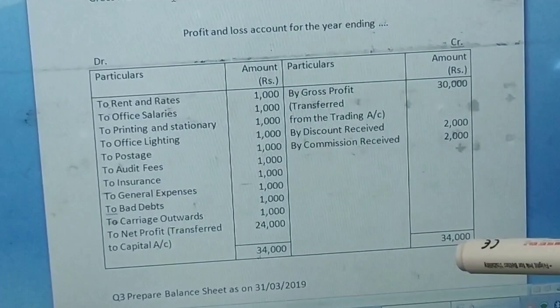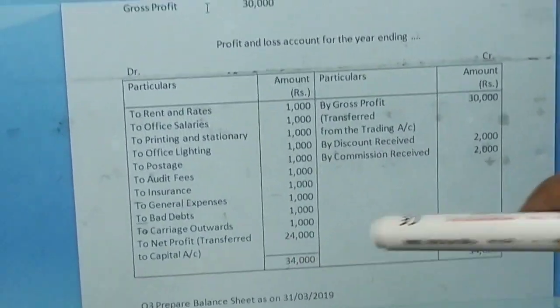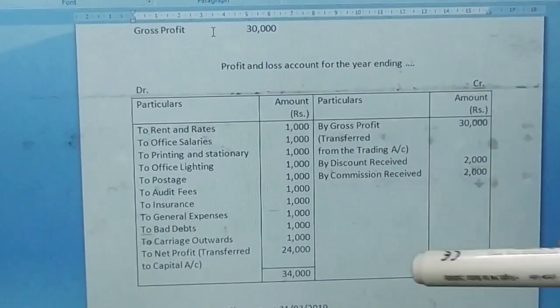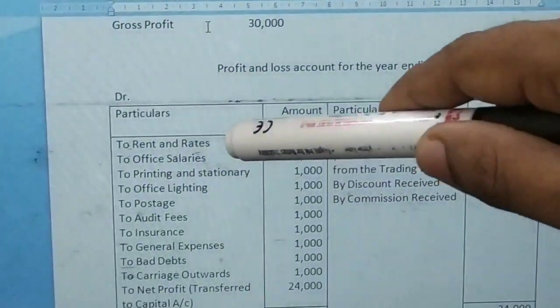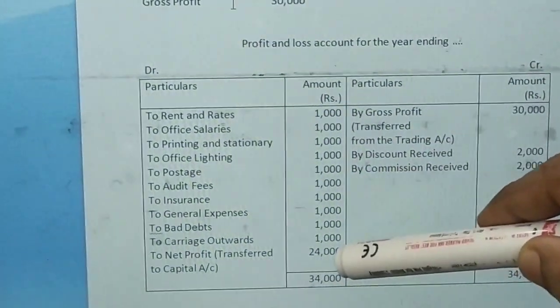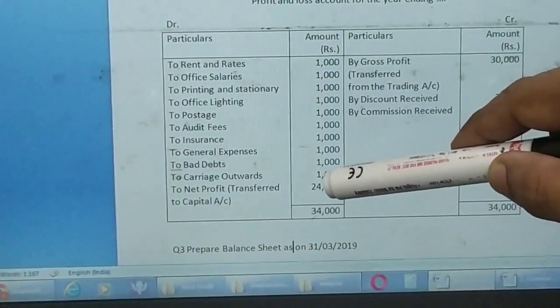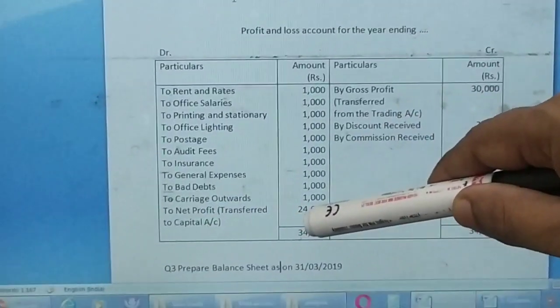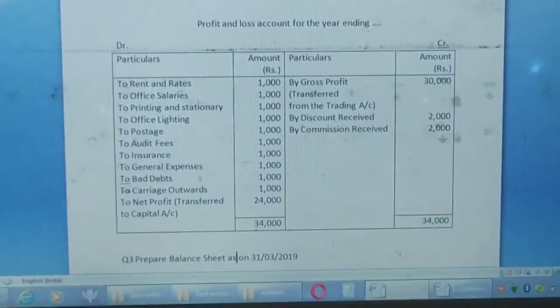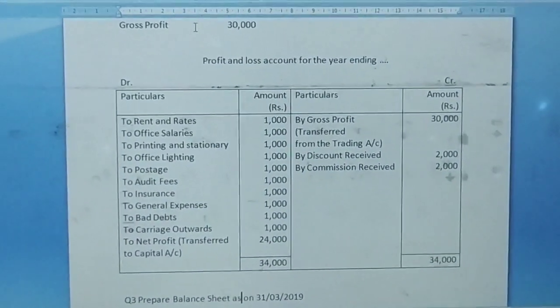34,000 the total. 34,000 I have recorded because credit total is more. Then all the 1,000 we have recorded. We got over here 10,000. Subtracted from 34, we got 24,000. This is our net profit. So this is our preparation of profit and loss account.